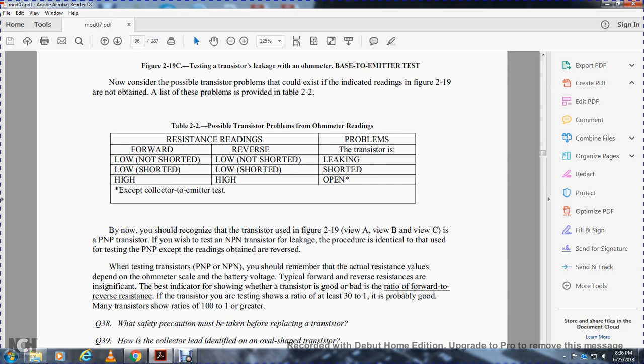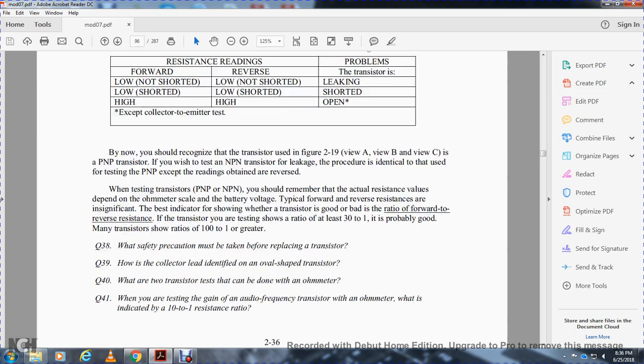We should remember that the actual resistance values depend on the meter scale and the voltage, so typical forward and reverse resistances are not significant. The best indicator of whether a transistor is good or bad is the ratio of forward to reverse resistance. A transistor showing a ratio of 30 to 1 is probably good. Many transistors show a ratio of 100 to 1 or greater.